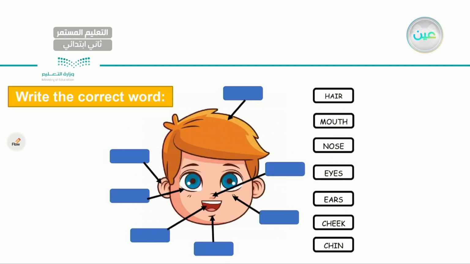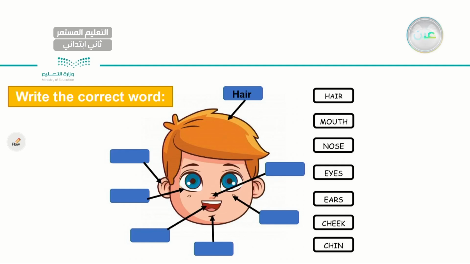Excellent. Now, here, as you can see, I have, again, boy's head, okay? And I have all the facial parts to your right. Let's read them first, and then let's match and write them in the correct place. Hair, mouth, nose, eyes, ears, cheek, and chin. Let's start with the first one.